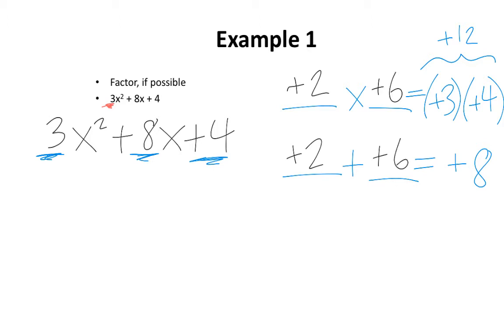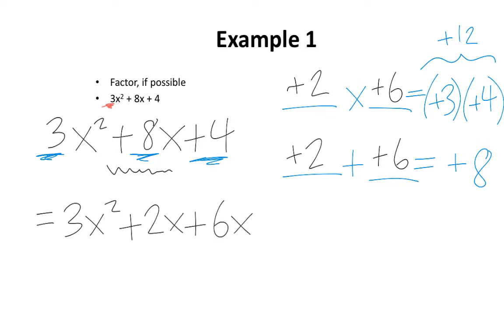What we're going to do now is decompose the middle term. What exactly does this mean? Well, this means that we're going to break apart this plus 8x. Decompose means to break down. So I'm going to write 3x squared. I'm going to break this plus 8x down into plus 2x and plus 6x. The plus 4 stays the same. Where am I getting these numbers from? Well, we figured that earlier.